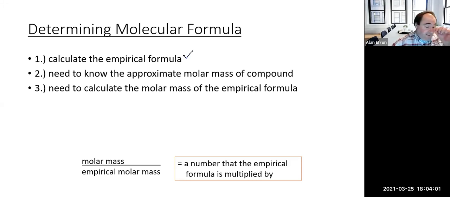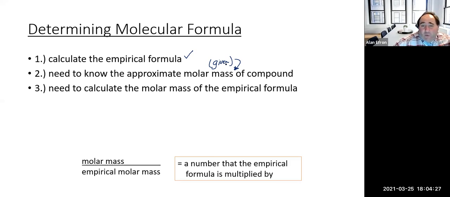The next thing that you need to know is the approximate molar mass of the compound. The good news on that is it's usually always given to you. Somewhere in the problem, they will tell you, hey, this compound was found to have a molar mass of approximately 200 grams per mole.